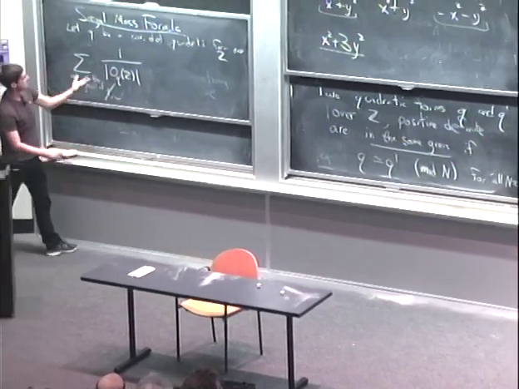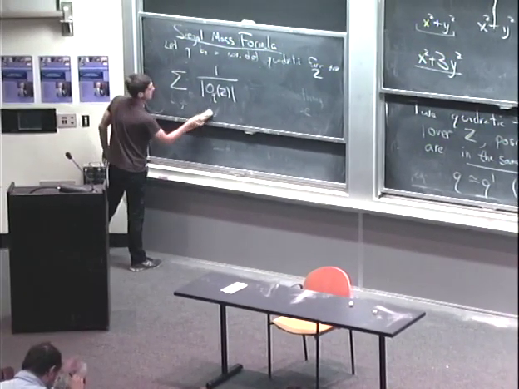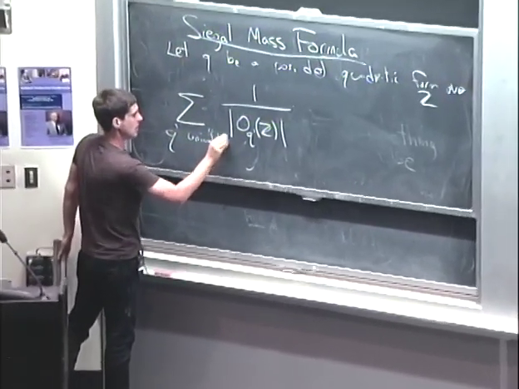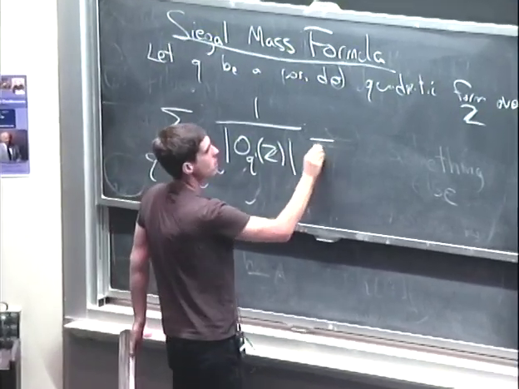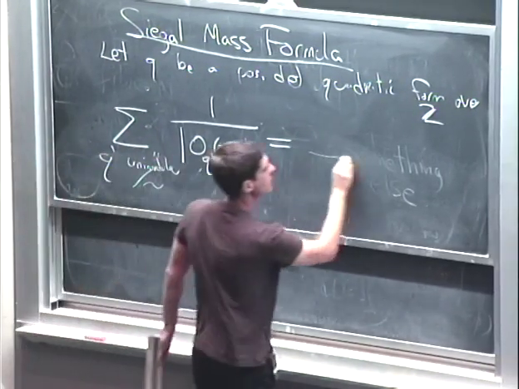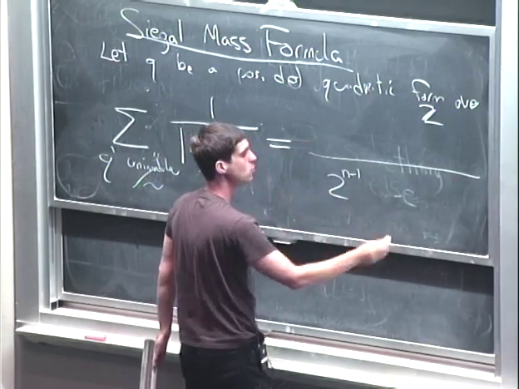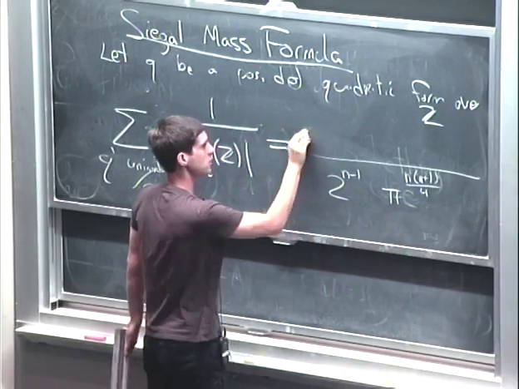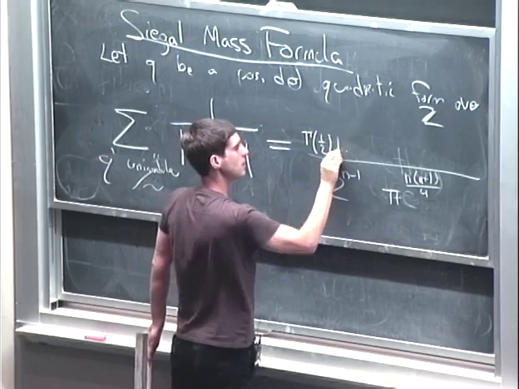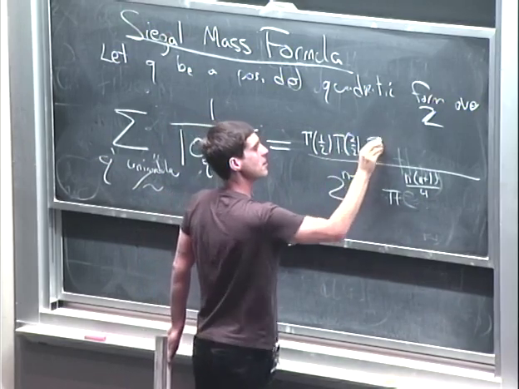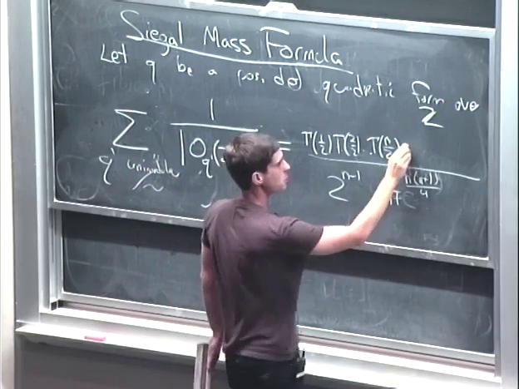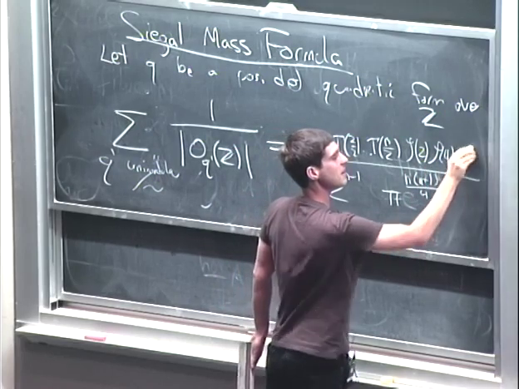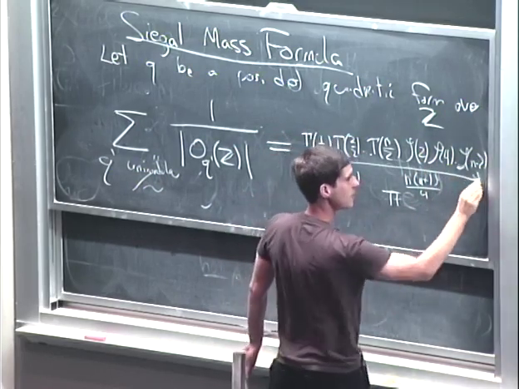So let me tell you what this says in the case of unimodular quadratic forms. So let's take the sum over all Q prime unimodular up to equivalence. And now the right-hand side, well, it's got some power of 2, and it's got some factors of pi, and it's got some special values of the gamma function, and it's got some special values of the Riemann zeta function, and I'm missing one.